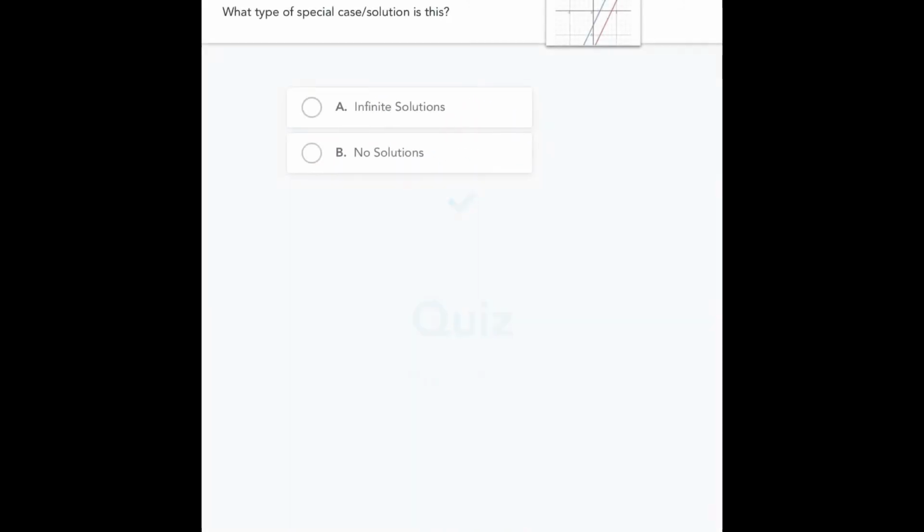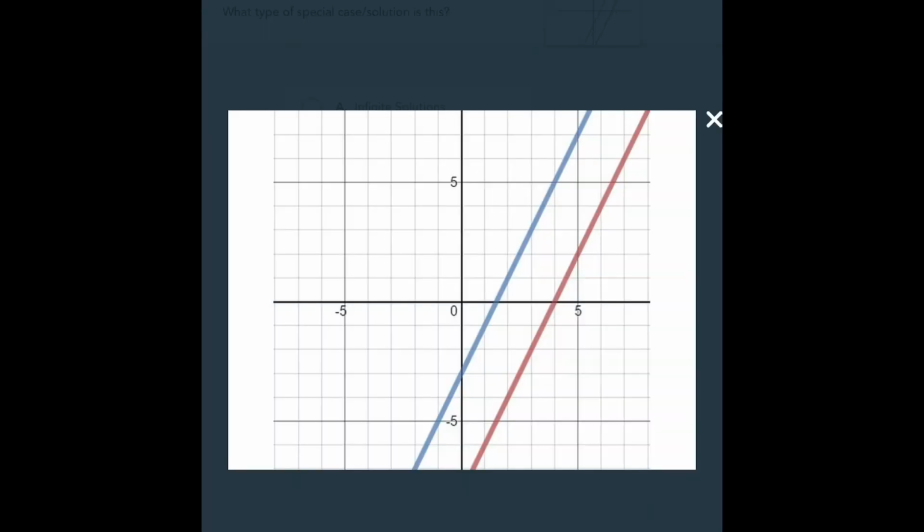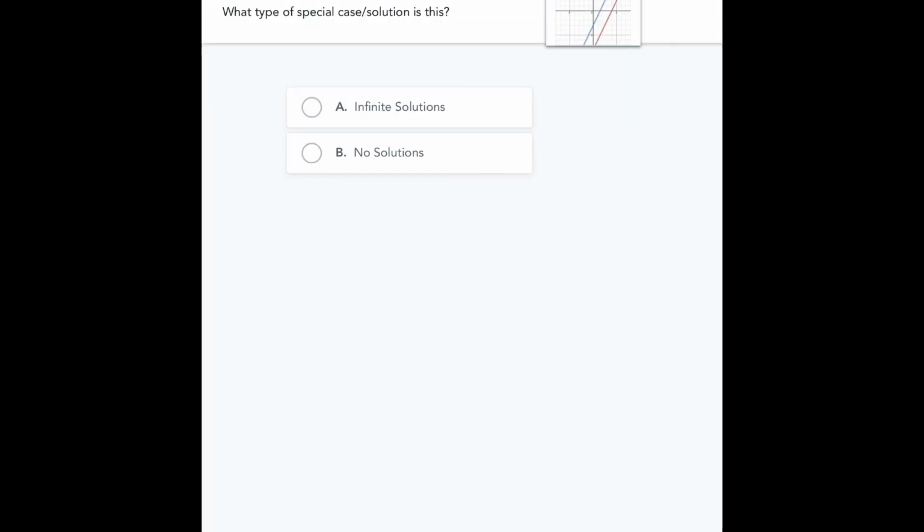Lastly, we are going to answer these two questions. What kind of special case is this? So if we look at this graph, we have two lines that are parallel, which means they never cross. That means this is a no solutions.